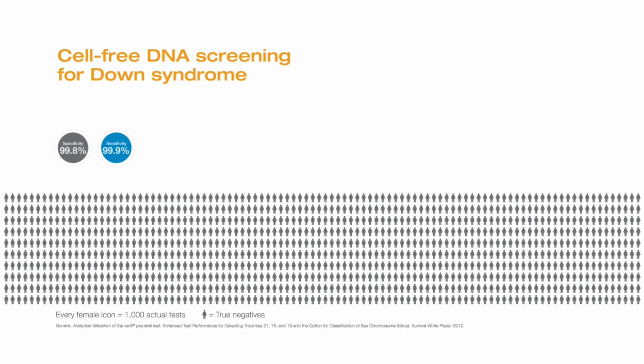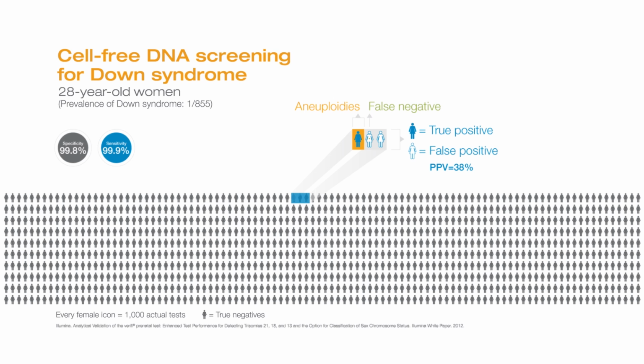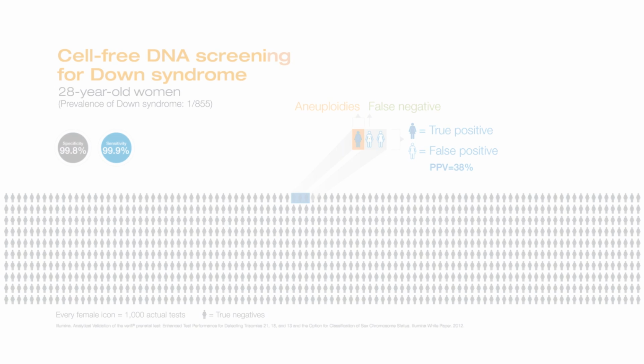If we take those same cell-free DNA tests and apply them to a population of 28-year-olds, in a 28-year-old population, the Down syndrome rate is 1 in 855 pregnancies. The same sensitivity and specificity, just a change in prevalence, takes our positive predictive value down to 38%. Again, that means that 38% of individuals who get an abnormal test actually have an affected pregnancy. If we used a multiple marker screen in this same population, our positive predictive value is only 1.94%, and with a first trimester screen, our positive predictive value is only 2.09%.